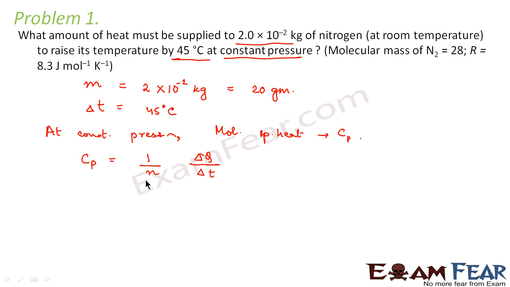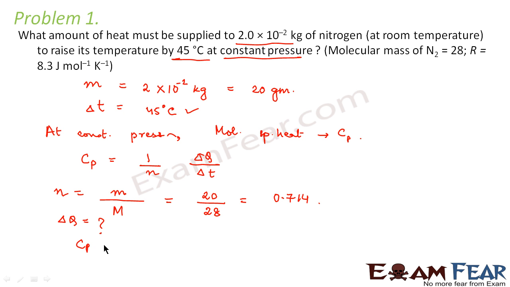Now what is this n? This small n is nothing but the number of moles. So let us calculate the number of moles. Number of moles will be the mass of nitrogen divided by the molecular mass. The mass of nitrogen is 20 and the molecular mass is 28. So the number of moles comes out to be 0.714. Delta Q is the value which we have to find out. Delta T is already given as 45 degrees Celsius.